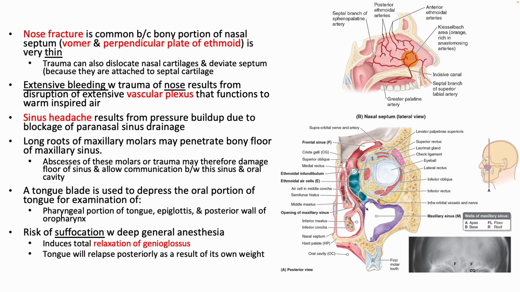We can also see we have our molar teeth here that are really close to that. And so the long roots of the maxillary molars can actually penetrate the bony floor of the maxillary sinus. Right up in here, you can see right next to each other. And so if you have abscesses of these molars or trauma that'll force it up, it can damage the floor of the sinus, and that'll allow communication between the sinus and the oral cavity, which is not great.